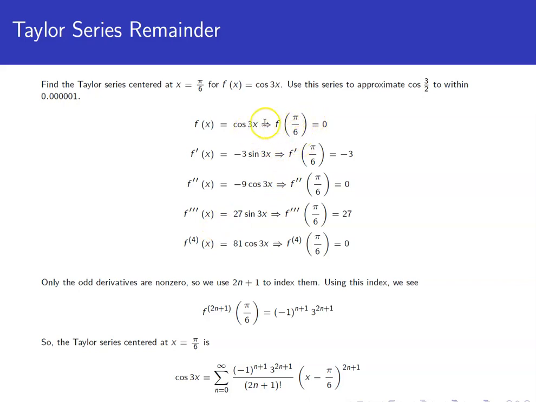Notice that when we plug in pi over 6 into f, we get 0. We also get 0 when we plug it into the second derivative, and the fourth derivative, and any even derivative, because we're going to end up with a cosine. So when we plug in pi over 6, we're going to get 0.